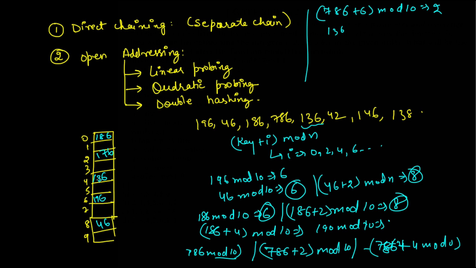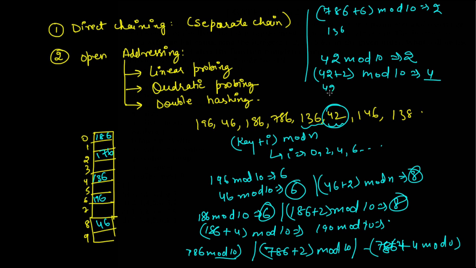Now the next data is 42. 42 mod 10 gives us the location 2, but 2 is already filled. So we have to increase the step size. Then we get 42 plus 2 mod 10, which gives the location 4, but location 4 is already filled. Again we increase the step size: 42 plus 4 mod 10 gives location 6, which is already filled. Again 42 plus 6 mod 10 gives location 8, which is already filled.